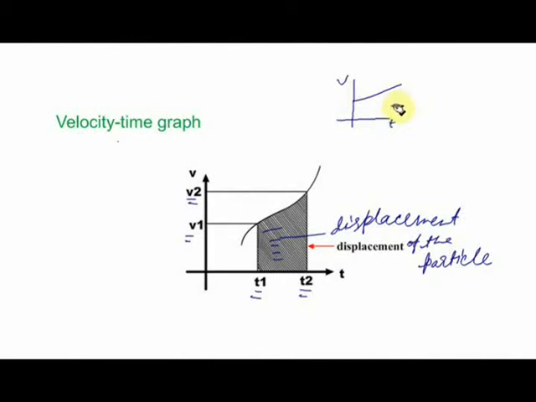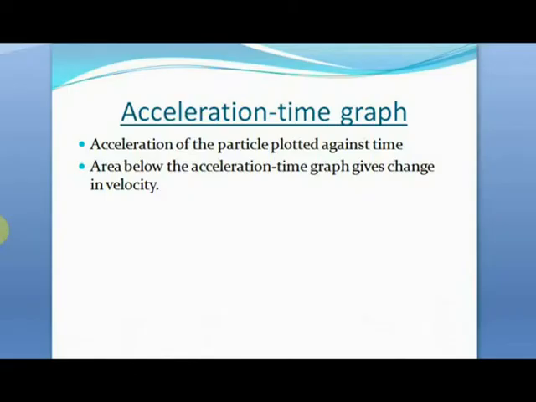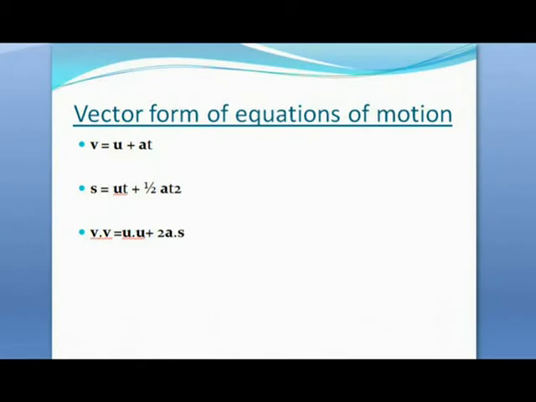Suppose this is a velocity-time graph. Here the slope is constant, which means that acceleration is also constant. Here, since the graph is not a straight line, it means that the acceleration is varying with time. Similarly, we can have an acceleration-time graph also. This is a graph plotted between acceleration of a particle against time, and the area below the acceleration-time graph gives change in velocity.